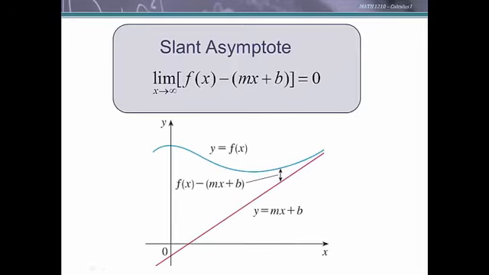Well, let's see essentially what that's saying. Here we have a function and here we have a line, y equals mx plus b. And as we go towards infinity, if the difference between those two ends up getting smaller and smaller and approaches 0, so that the limit as we go to infinity is 0, then we say it's a slant asymptote. So it is a line that the function is heading towards as x approaches infinity.